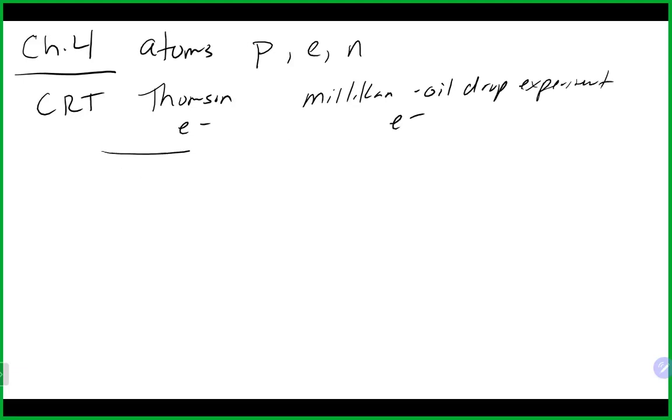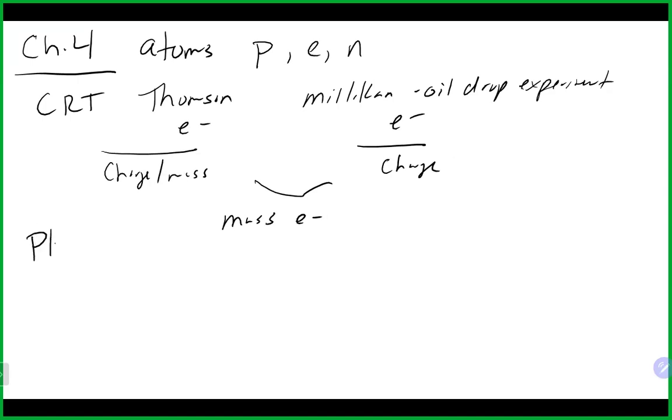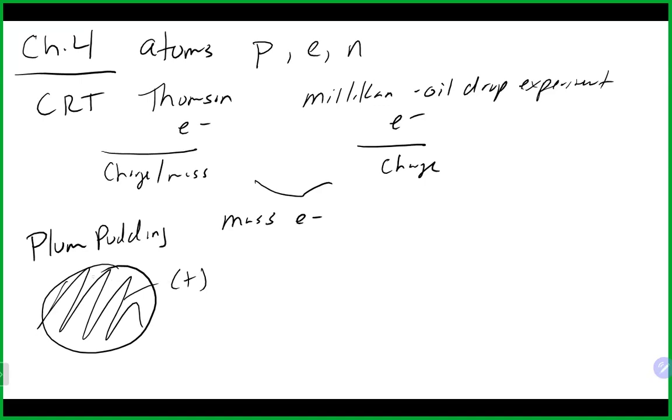And basically, we had the charge to mass of an electron from Thomson. We had the charge of an electron found by Millikan. So we had this charge to mass, or mass to charge, and the charge of an electron. And by using both of those things, the mass of an electron was discovered. That led to an early model of the atom by Thomson, our plum pudding model of the atom, where we had a sphere of positive charge with electrons embedded inside.